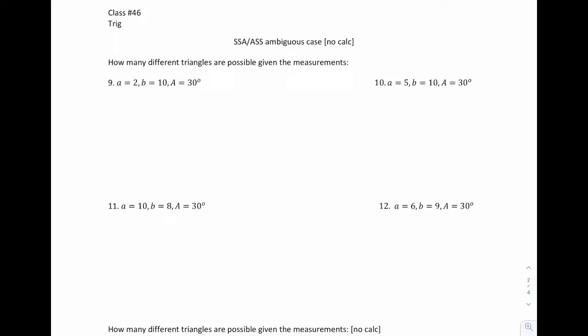So notice how it says SSA. This is called the ambiguous case, and normally we use the law of sines. I'm going to show you how to do this without the law of sines. And the goal here is this: how many triangles are possible given the measurements? Now that would mean our answer, so I'll write a big note here, our answer is going to be 0 triangles, 1 triangle, or 2 triangles. So for all of these, that will be your final answer. You're actually not solving. You're just trying to figure out how many triangles are actually possible.